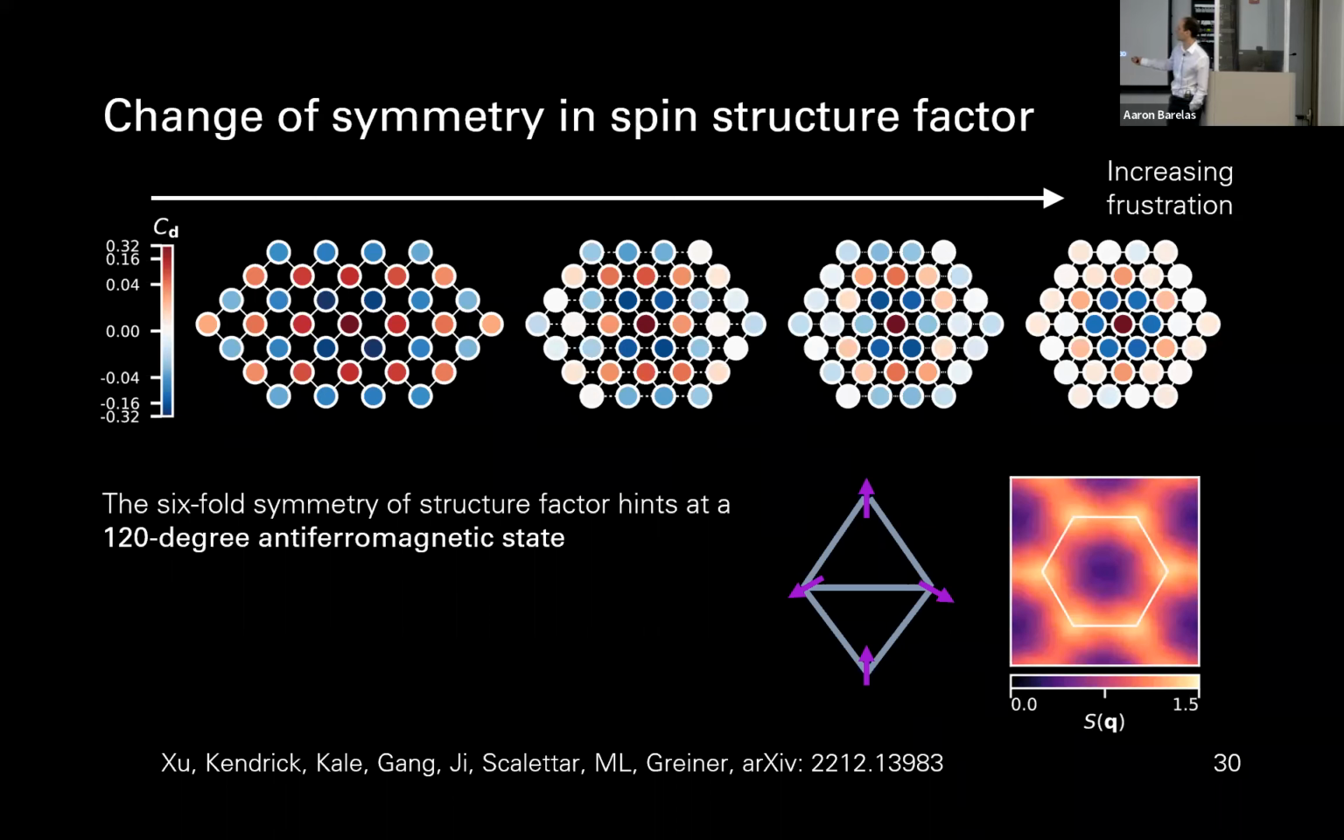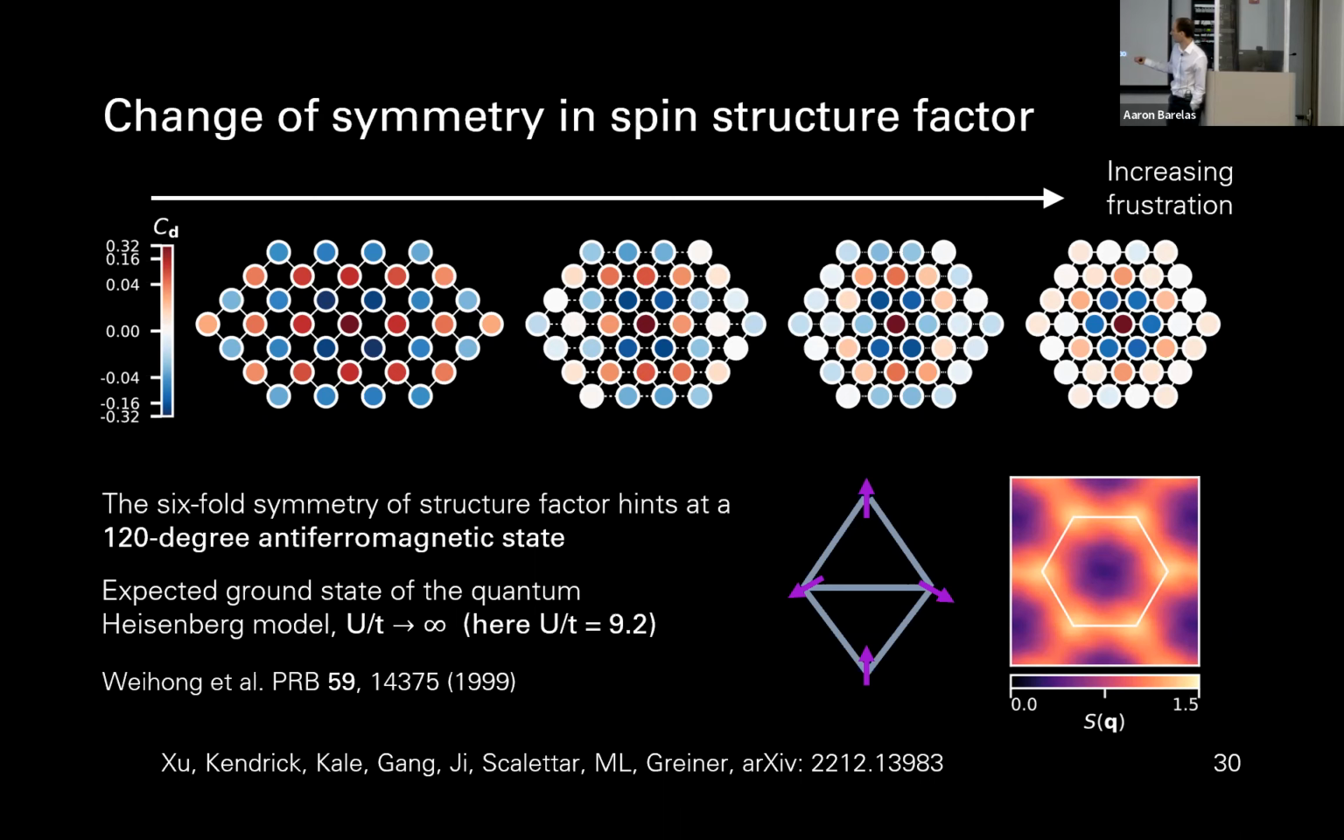So essentially, that's the ground state that you would expect for a quantum Heisenberg model at zero temperature, where each of the spins is aligned relative to the others on a triangular plaquette, at 120 degrees to each other. And although we don't exactly measure the average angle between the spins, the symmetry is really strongly hinting at such a state here.